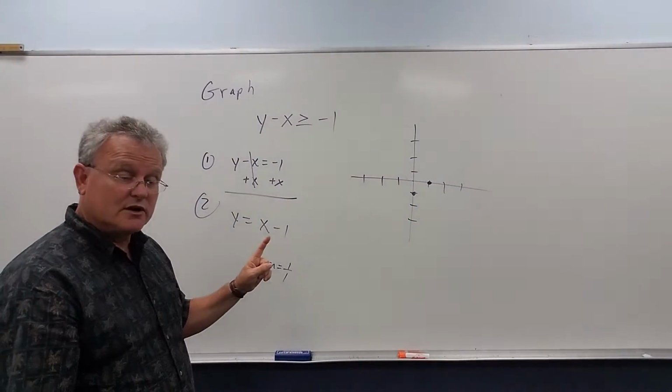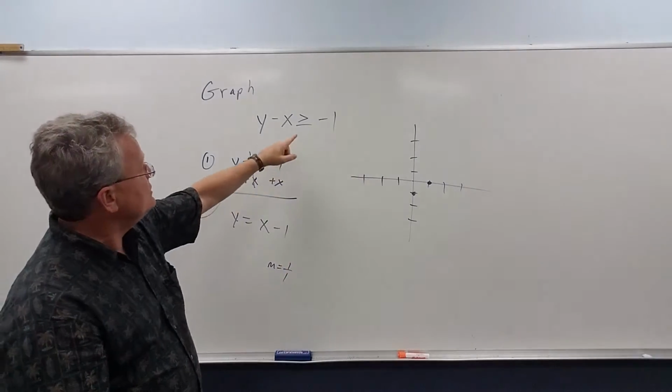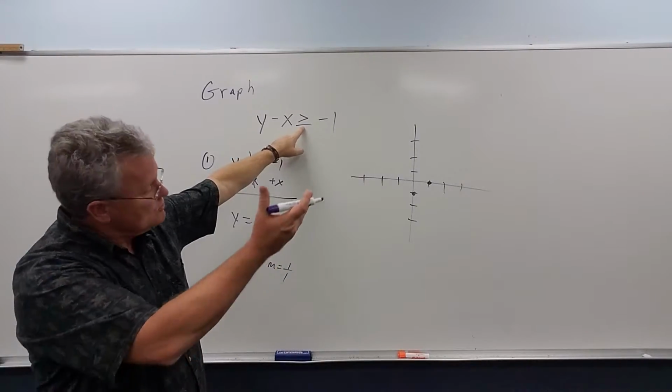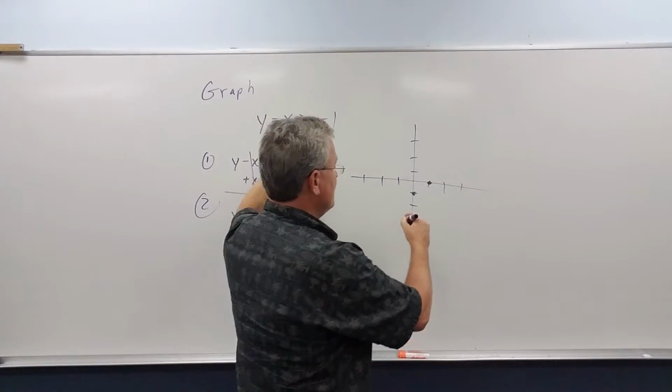But this is where the question is: do we connect it with a solid line or a dotted line? Well, you go back to the original problem. This has an equal underneath it, so we make our graph with a solid line, as I explained in the earlier video.